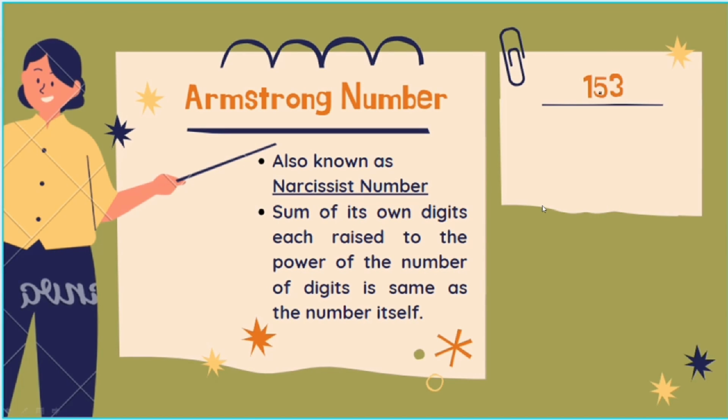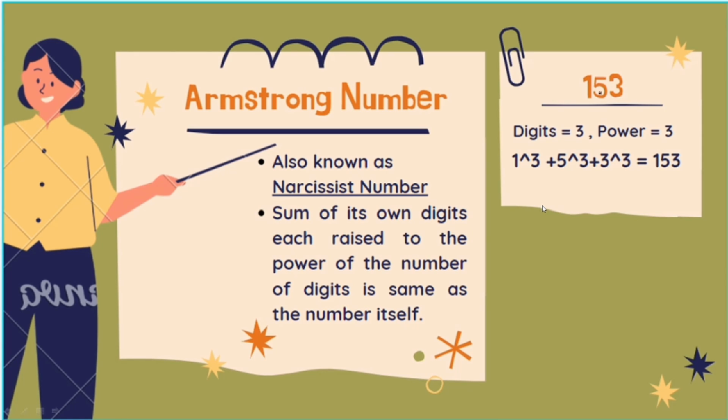So here the number is 153. The total number of digits it has is 3. So we have to raise each of the digits to the power of 3 and then sum it up. So here we see digits is 3, so the power we have to raise to is 3. Then 1 to the power 3, 5 to the power 3 and 3 to the power 3. So when we total, it comes to 153. As the sum is equal to the original number itself, 153, this is an Armstrong number.